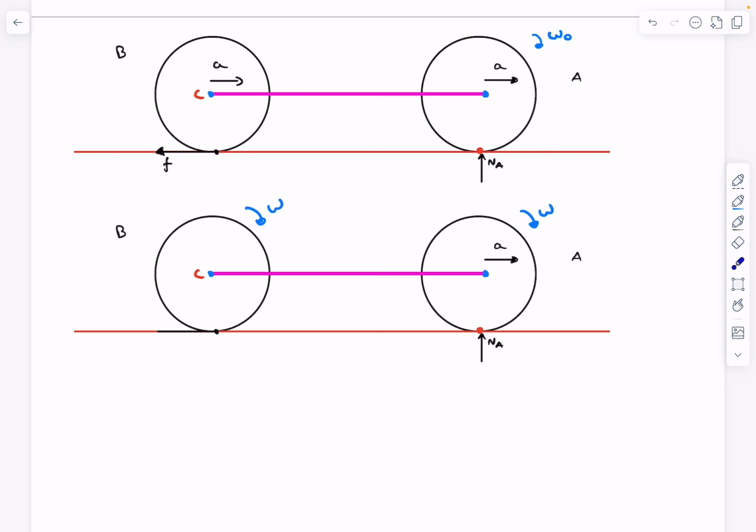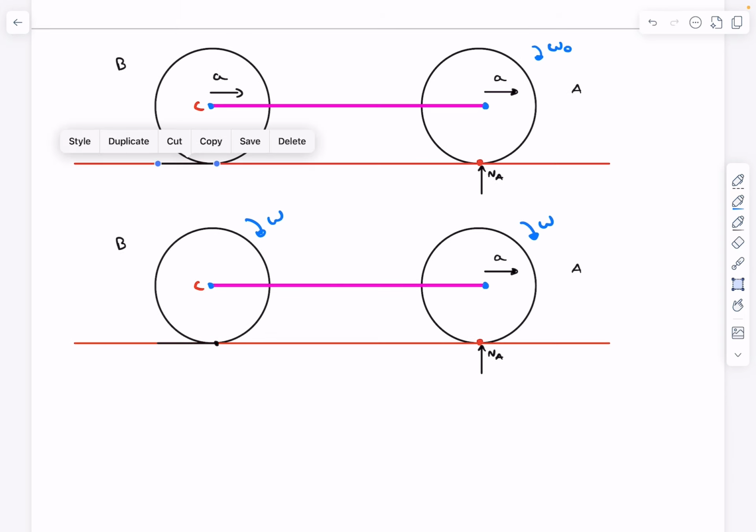Now how do we figure out omega? The easiest way to determine omega is by using angular momentum conservation. But we have to choose a point about which the net torque turns out to be 0, and a great point is a point on the ground somewhere over here. Let's call this point P. Now, why is the angular momentum conserved about this point?